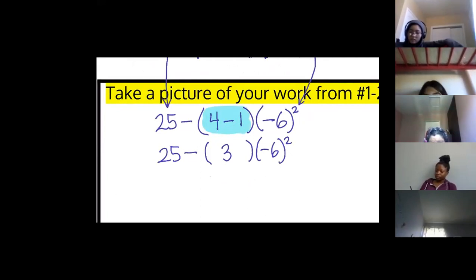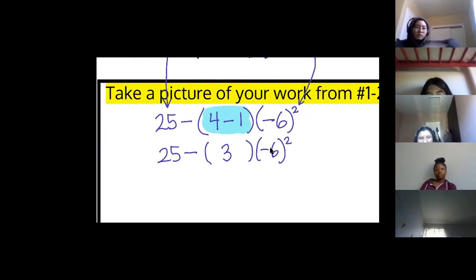Okay, so I have groups, but my groups don't have anything left in them, right? So this group is just a 3, and this group is just a -6. So I'm going to hold off on groups for right now. So groups. What comes after groups? Exponents. Yeah, so I'm going to do this exponent here.